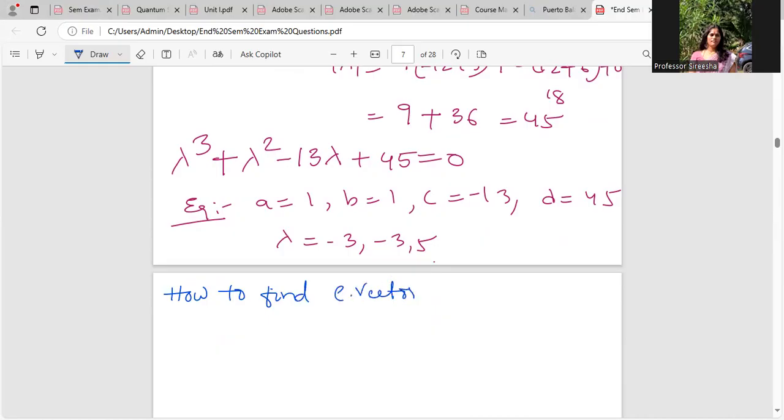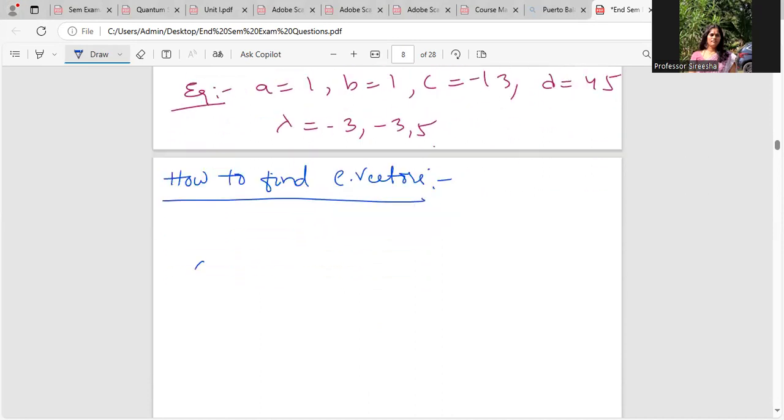Actually, the concept of eigenvalues and eigenvectors started with A of x is equal to lambda x. That means if I can express the matrix in terms of a scalar lambda using a vector x, then that vector would be called eigenvector, and that value which gets transformed from a matrix to a scalar would be called eigenvalue. Okay, so this is what I'll be using to find the eigenvectors as well.